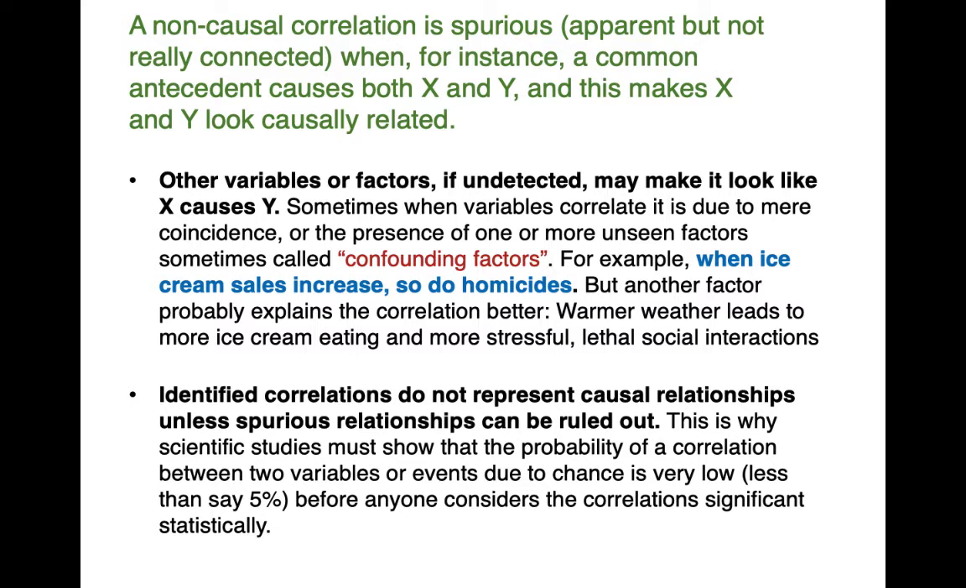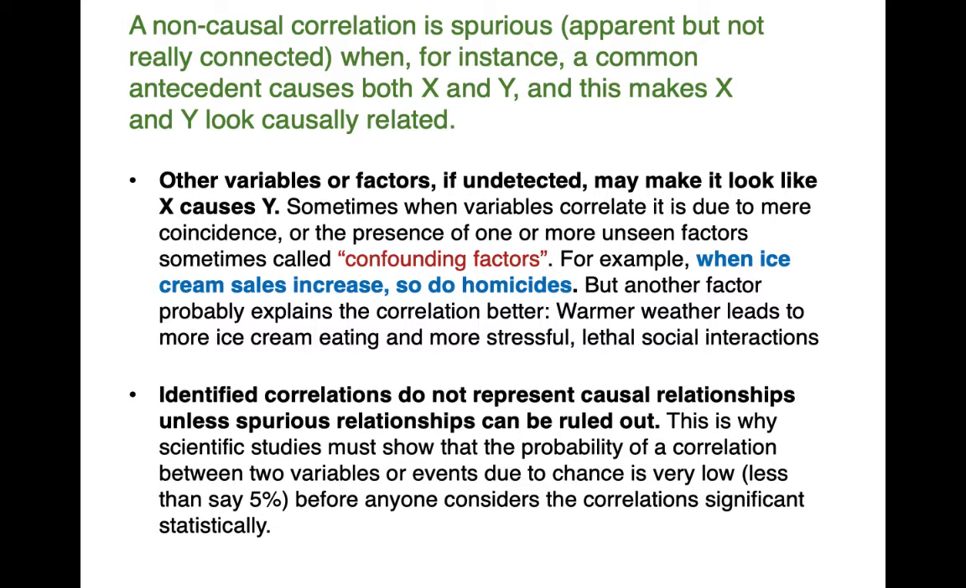For example, when ice cream sales increase, we notice so do homicides. But another factor probably explains the correlation better. Warmer weather leads to more ice cream eating and more stressful, lethal social interactions. Identified correlations don't represent causal relationships unless we rule out the spurious relationships. So we want to consider all possible relations, some of which are going to be spurious. We don't want to jump to accepting those, or any, until we've considered them each against each other.